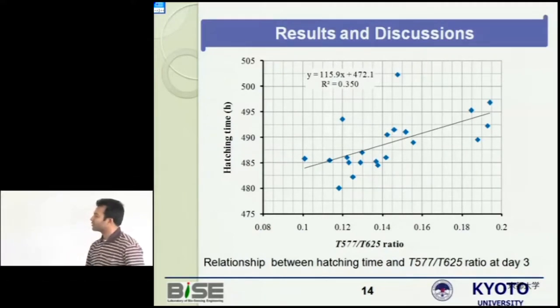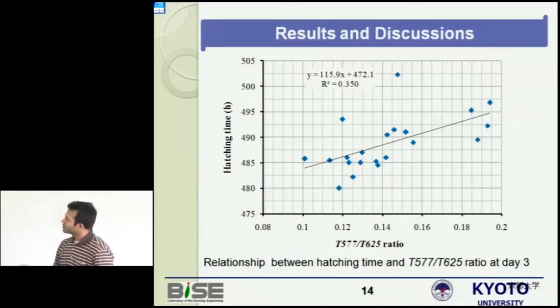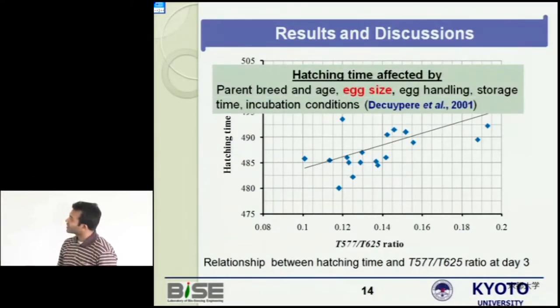This is the relationship between the T577 and T625 ratio and the hatching time, and we found that this correlation is not strong enough. I found other literature, and found that the hatching time of chicks depends on many factors.